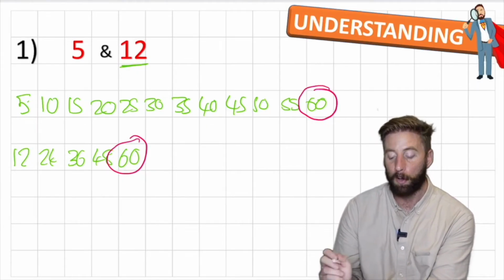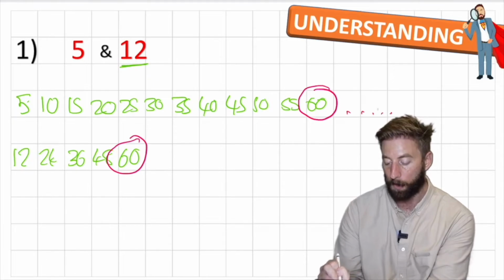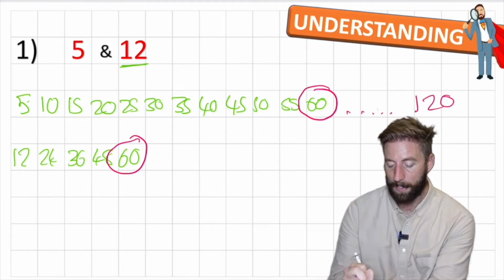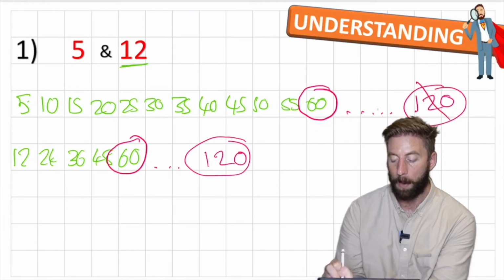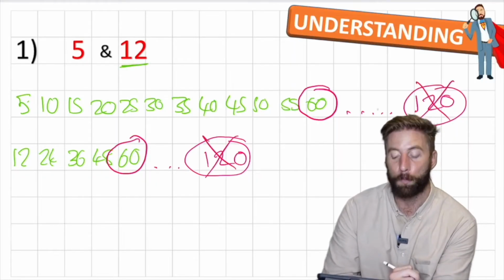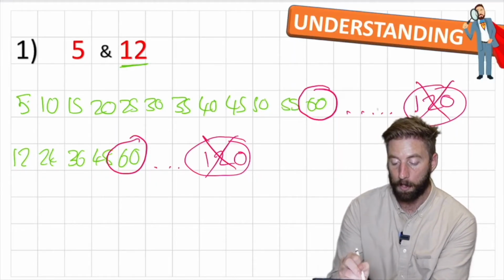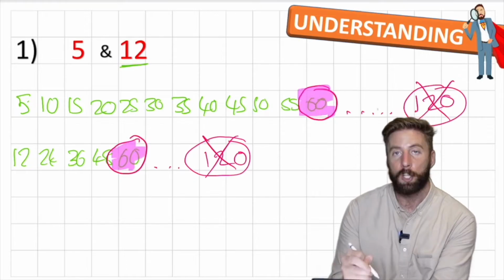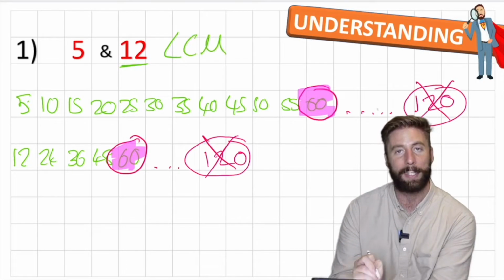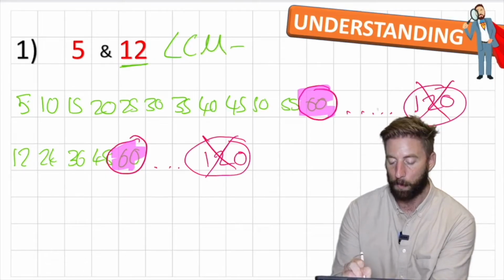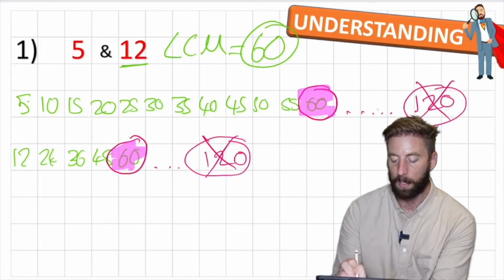So I could have carried on and I would have noticed that I would have also found 120 in both of these multiplication tables, but that would not be my lowest common multiple because it's not the smallest number. The smallest number would be this one, the 60. So if we're looking at 5 and 12, the lowest common multiple, and we can say it like that, LCM equals 60. I give myself a tick.